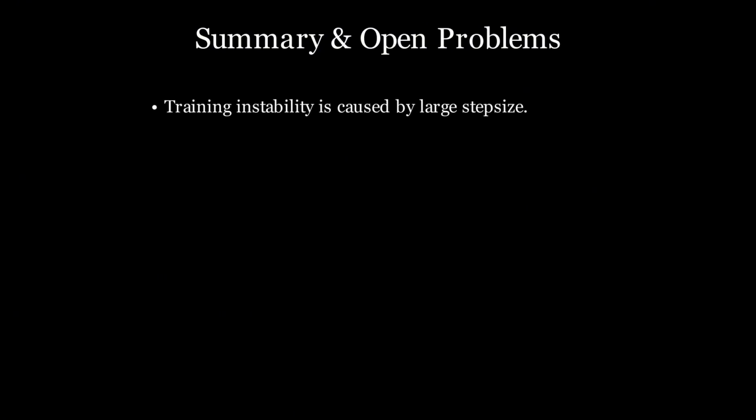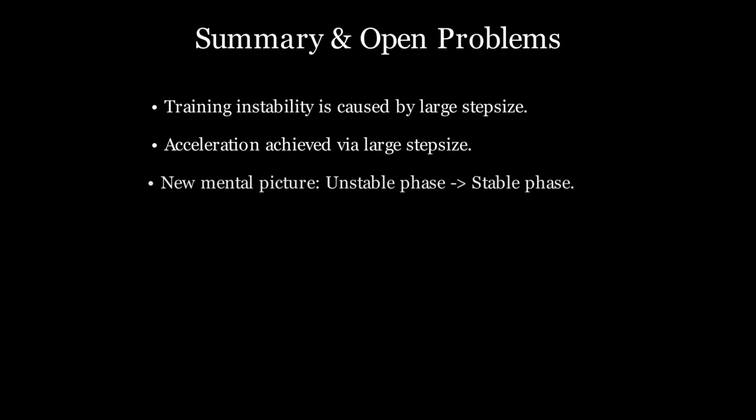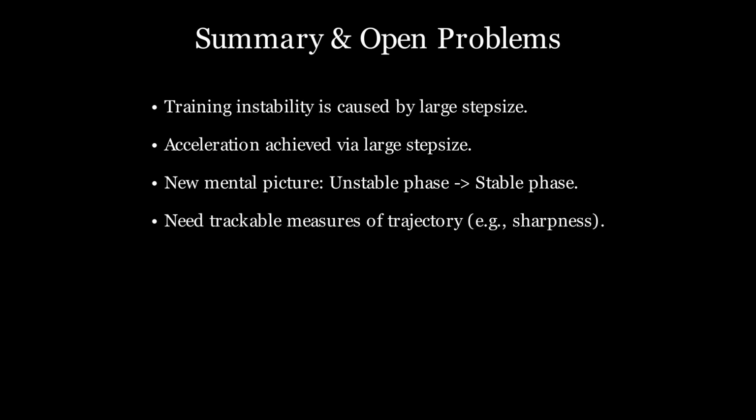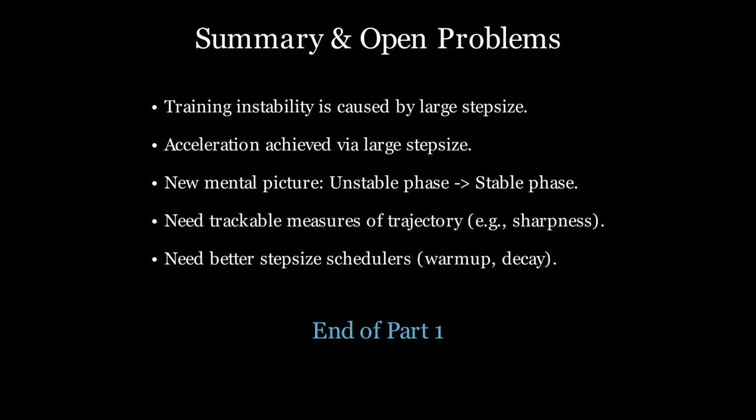To summarize what we learned: first, training instability is directly caused by using a large step size. However, acceleration is also achieved exactly via this large step size. This gives us a new mental picture of optimization moving from an unstable phase into a stable phase. Looking ahead, open problems include finding tractable measures of these trajectories and developing better step size schedulers, like warm-up and decays, to balance this behavior.